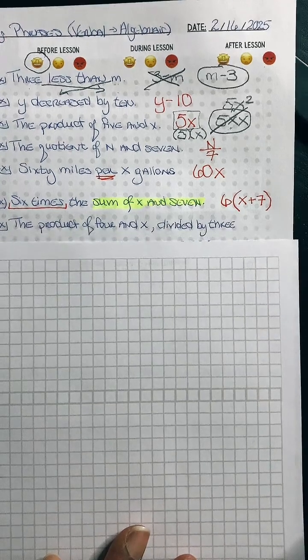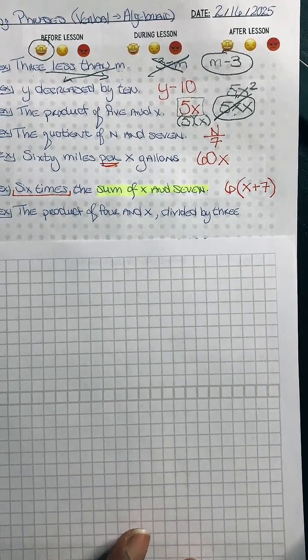So now, let's try this one. The product of 4 and x divided by 3.